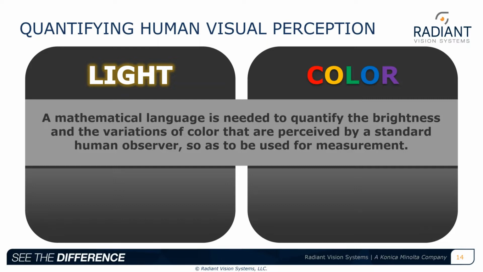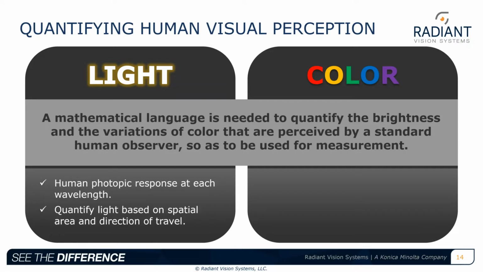So what I'm going to be introducing is a mathematical language that quantifies brightness and color variation as perceived by a standard human observer. With light, we're going to talk about the human photopic response at each wavelength, so the overall response to brightness. And another level, which is defining the spatial emission of light. First we're going to talk solely about the brightness and color, and then we're going to get into what we call the language of light: luminance, illuminance, luminous intensity, as this is also an important part of photometry when setting up your measurement.